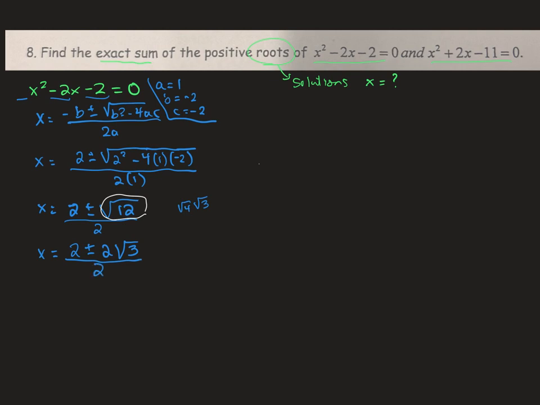And then, because 2 is a common factor of everything, we could divide 2 into all 3 of those. Now, when you divide 2 in, remember 2 divided by 2 is not 0, it's 1. So we want to write a 1 plus or minus 1 root 3, or we could just write root 3 there. Now, it says the exact sum of the positive roots. One of these roots is 1 plus root 3. The other one is 1 minus root 3. They only want the positive root, and I'm pretty sure 1 minus root 3 would give you a negative number. So 1 plus root 3 would be the positive root from that particular quadratic equation.